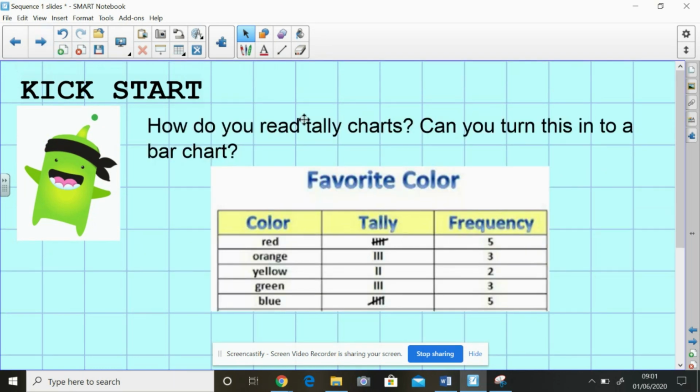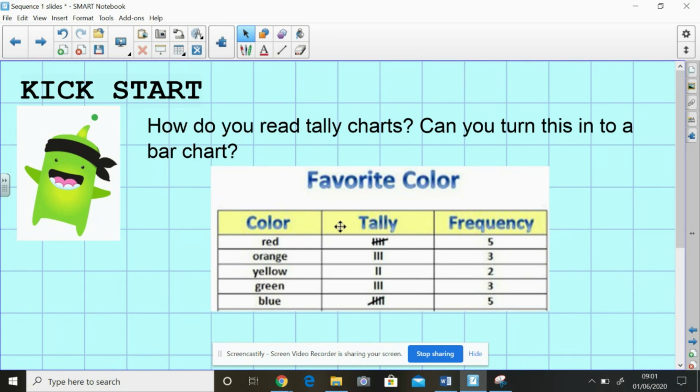The next one we're going to look at is tally charts. And sometimes you have a tally chart and then you have to turn your tally chart into a bar chart. That's what we did when we did the insect hunt in science. So here we have a tally chart. It also has a title, okay? And the title is favourite colour.